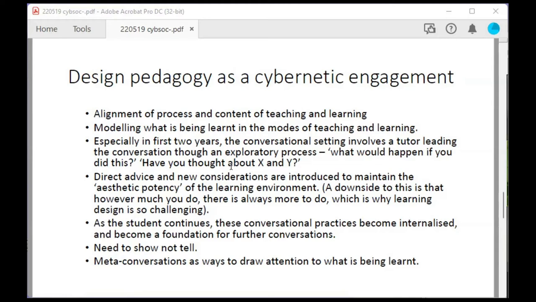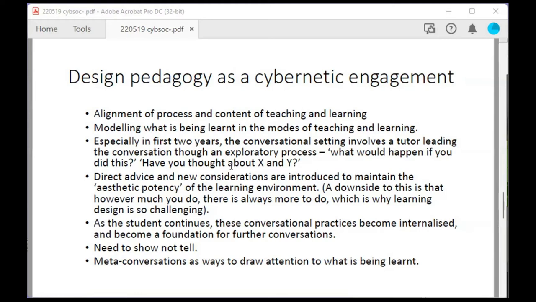The conversational setting is often a tutor leading a conversation through a design process, really thinking aloud. You can think of it like, what would happen if you did this? Have you thought about X? Have you thought about Y? What would a structural engineer say? What would the person opposite say? What if you did this? Have you seen this project? Blah, blah, blah. And then sometimes that's direct help, right? So, please go and look at this, it'll help you do this. And sometimes it's actually making things more difficult. So sometimes you're like, well, have you thought about this?